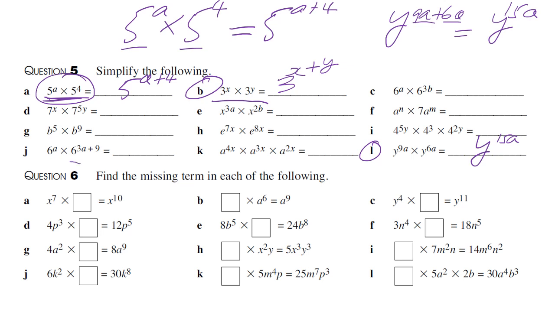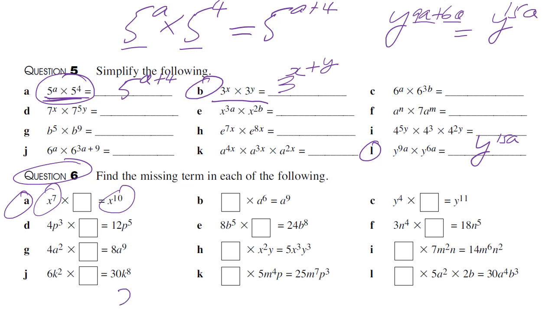Let's look at question 6 now. These are the trickier questions. I'm just going to do one and I'll let you think for the rest. I'll do 6a with you. x to the power of 7 times something will give me x to the power of 10. So what do I multiply x to the power of 7 with for me to get x to the power of 10? Okay, so this time you kind of need to work backwards, right?